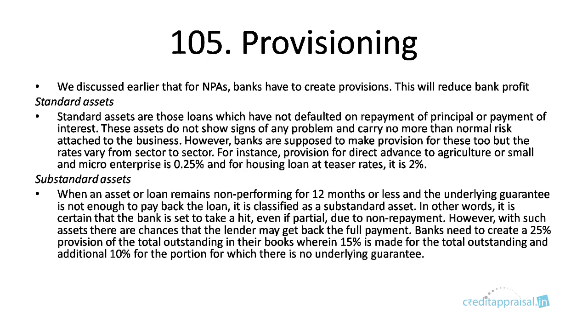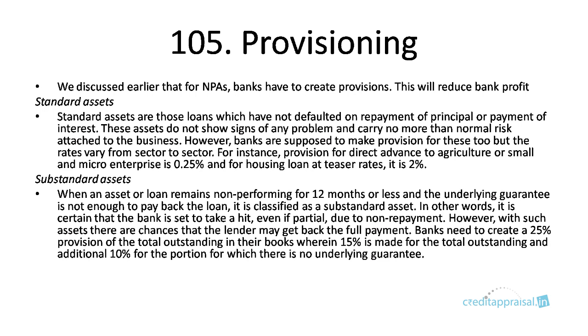So in this chapter we'll discuss provisioning. We discussed earlier that NPAs, banks have to create provision. This will reduce the bank's profit. So we discussed various categories of assets: standard assets, substandard assets, doubtful assets, and loss assets. For each category of assets there is this provisioning requirement.